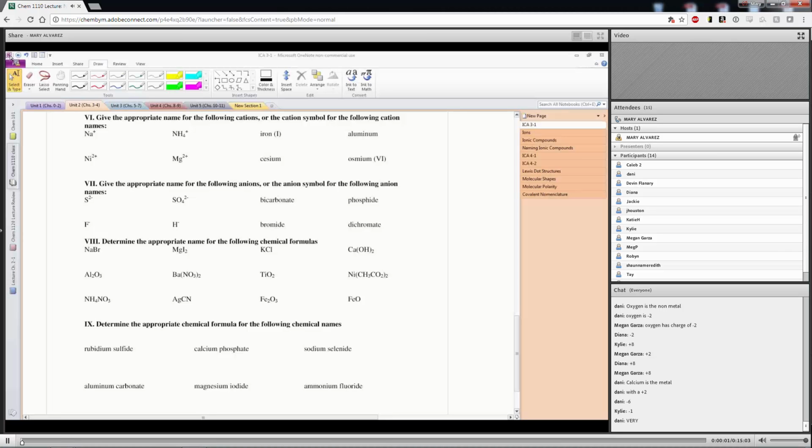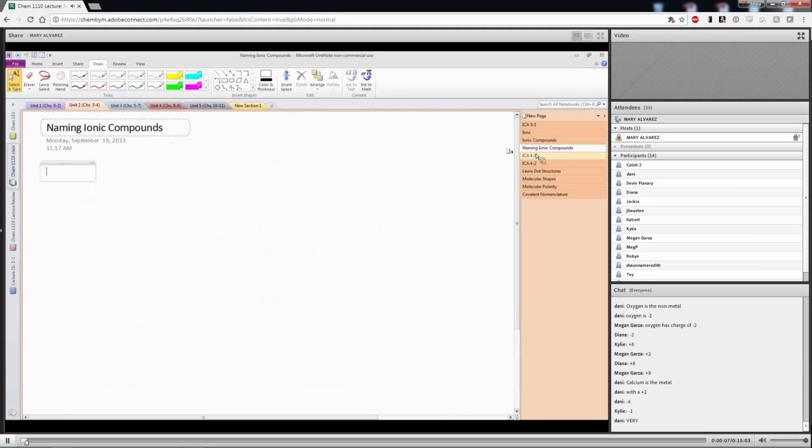Okay, next we've got to talk about how to name ionic compounds. And this is actually not so hard. We're going to give you a little bit of a chart here. This chart is not in the lecture notes, but the lecture notes kind of spell it out a little bit better. But there is a chart in the lecture notes. Here we go.